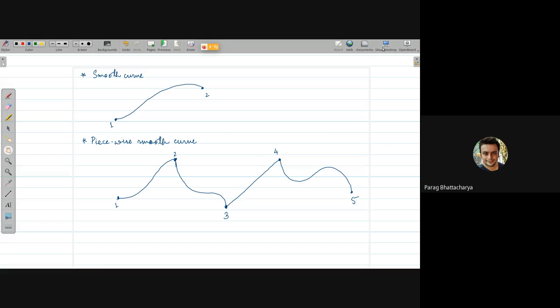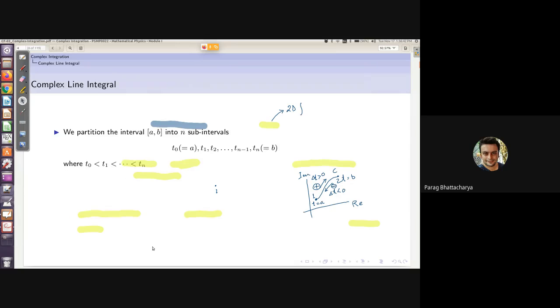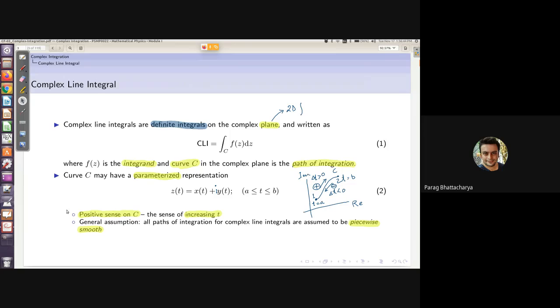So the general assumption is that the path of integration, the path over which we are doing the integration, is assumed to be piecewise smooth. If not completely smooth, at least piecewise smooth. These are some of the assumptions that we make when we are trying to find the complex line integral.